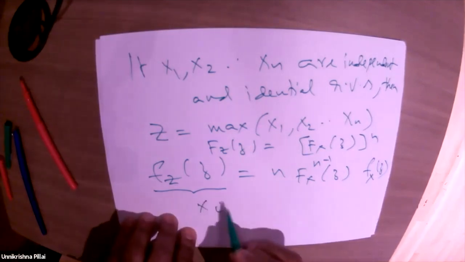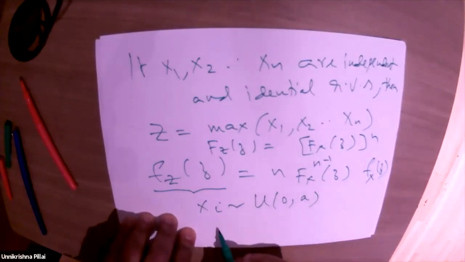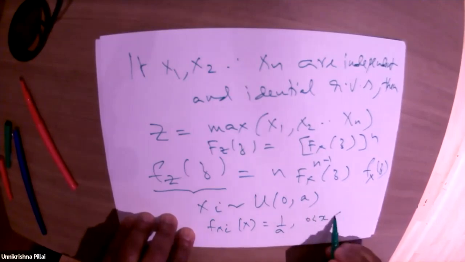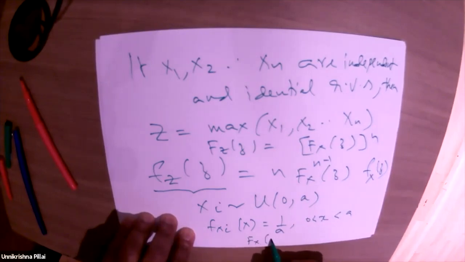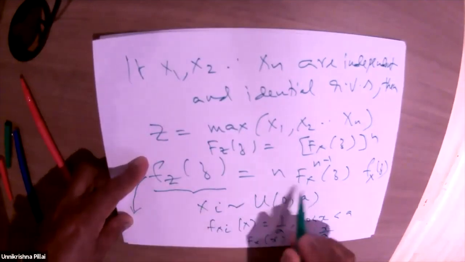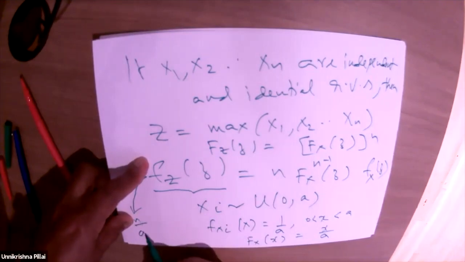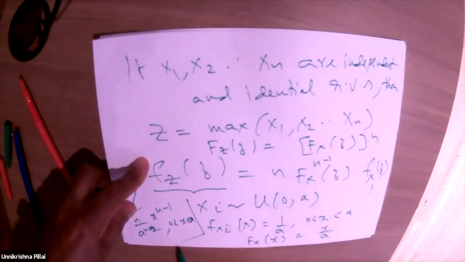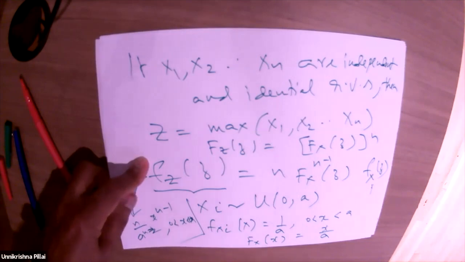Also, let's say all the xi's are uniform in 0 to a. So f_Xi of x is, of course, 1 over a when x is between 0 and a. And the distribution function of x is x over a, right? So in that case, if x is uniform in 0 to a, what would this density function be? Look here, we can substitute this. So this will be n over a to the power n, x to the power n minus 1. I just plugged it in here. This is 1 over a, this is whatever this is, right? So that's the density function of the maximum.